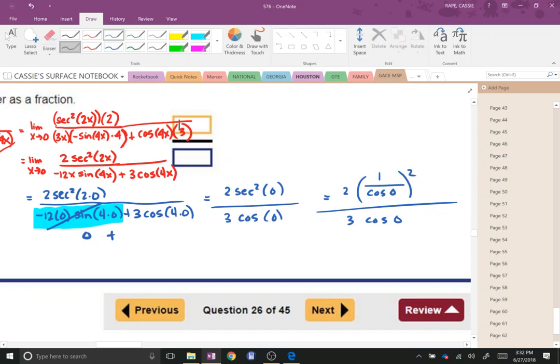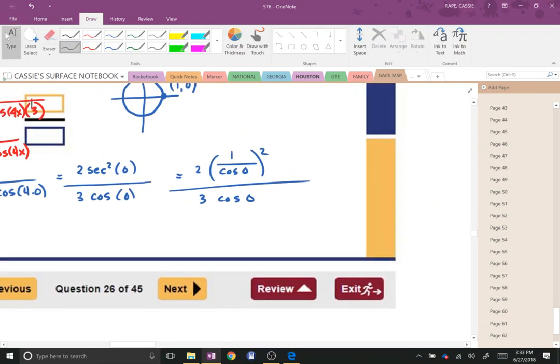All I need to know here right now then is, what is the cosine at 0? If you think about the unit circle, at 0, the cosine is the x value, so that's (1, 0). The cosine of 0 is 1. So that means this entire expression is equal to 2 times 1 over 1 squared, which is just 2, over, and again, the cosine of 0 is 1, 3 times 1, which is 3. So the derivative, the limit, is 2/3.